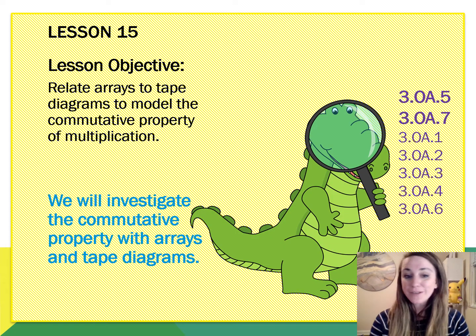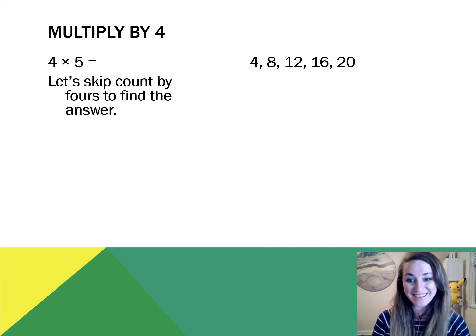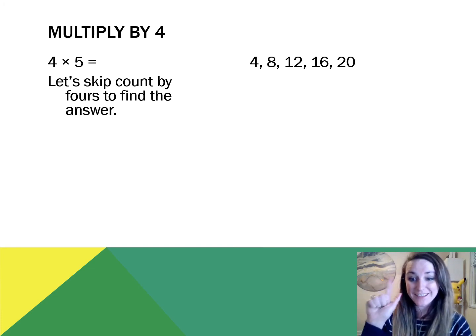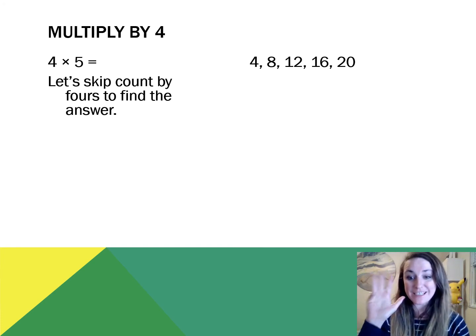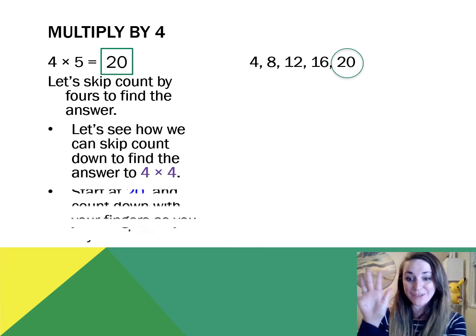Today, we are going to investigate the commutative property with arrays and tape diagrams. Let's count by fours to find the answer to 4 times 5. Ready? Let's go. 4, 8, 12, 16, 20. Now, 4 times 5 is 20.